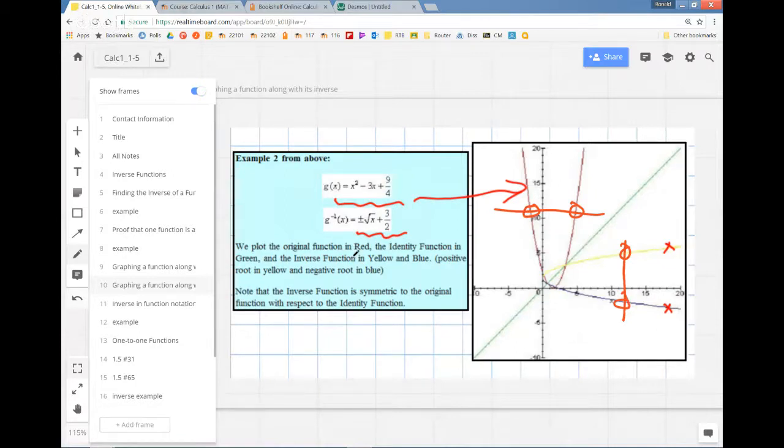So this horizontal line test is for telling if an inverse really is a function. Okay.